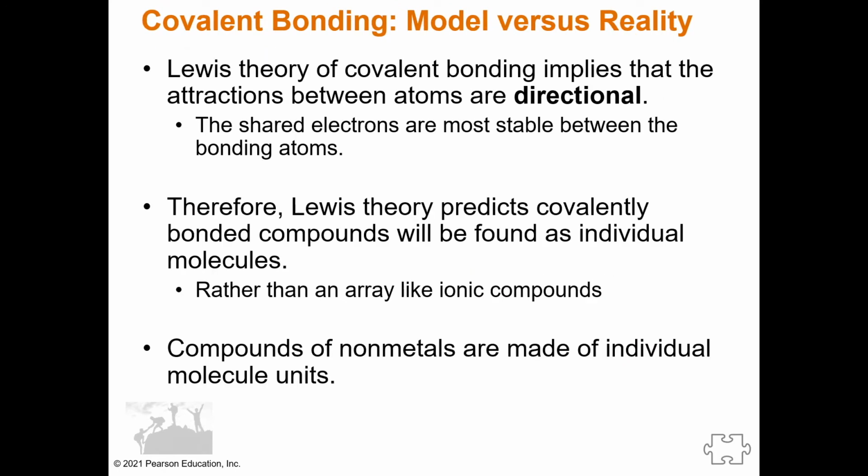One difference between ionic bonding and covalent bonding is that covalent bonds are directional. There is no crystal lattice here when we're talking about covalent bonds. So when you write out the formula H2O or CO2, we know that you're talking about one molecule of H2O and one molecule of CO2.